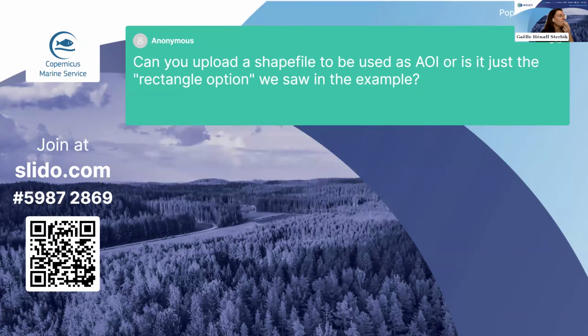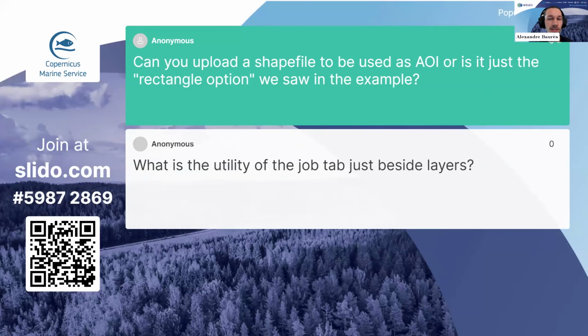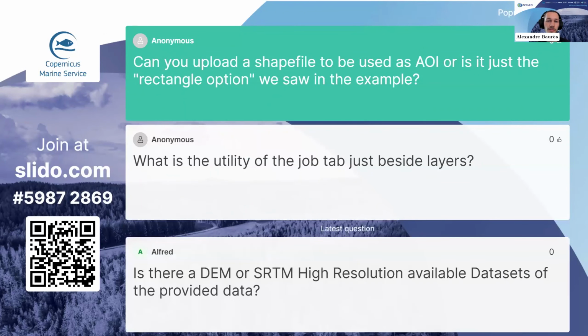So next question: can you upload a shapefile to be used as AOI, or is it just the rectangle option we saw in the example? Yeah, for the moment we only have this rectangle option, the bounding box, that can be used. We don't have the possibility to use a shapefile. If you have some knowledge of Python, you can use Xarray to subset your data, but that's not possible in the viewer.